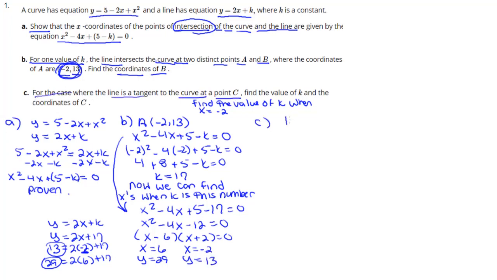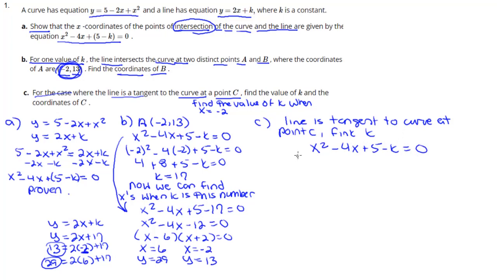All right, now part C. For the case where the line is tangent to the curve at point C, find the value of k, and then find the coordinates of C. So now we've got a whole different situation. Now the k is going to be different, because in this situation, the line and the curve are tangent.